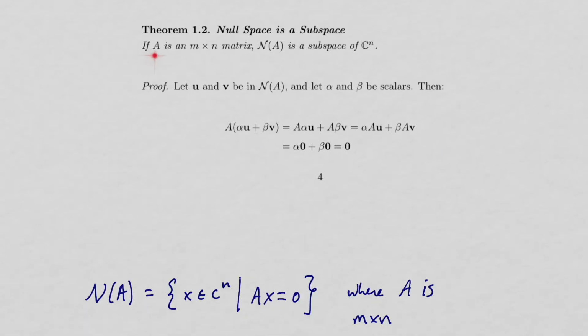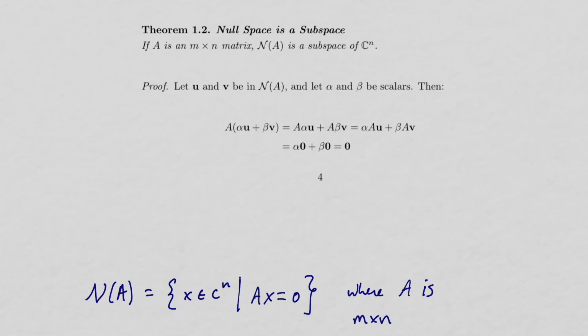Okay, so the theorem says if A is an n by n matrix, the null space of A is a subspace of Cn. So we know that the null space, by definition, is a bunch of vectors in Cn. It's a set of vectors in Cn. This theorem is taking it a step further and saying, well, this set of vectors in Cn is actually a subspace of Cn. And the proof is very straightforward.